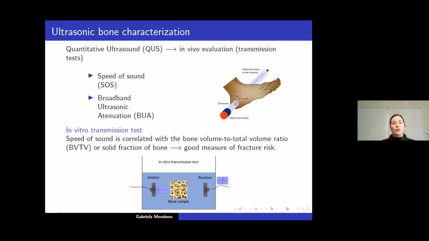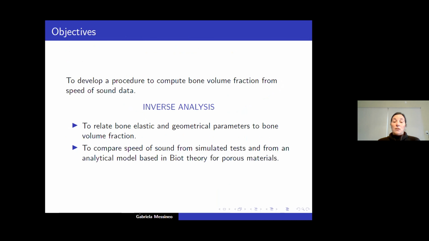Experimental studies have demonstrated that speed of sound is highly correlated with the bone volume to total volume fraction, that is, the mineralized bone per unit volume of a sample. This suggests that bone volume to total volume also may be a good candidate for fracture risk prediction. So the main objective of this work is to develop a procedure to compute the bone volume fraction from speed of sound data by means of inverse analysis.